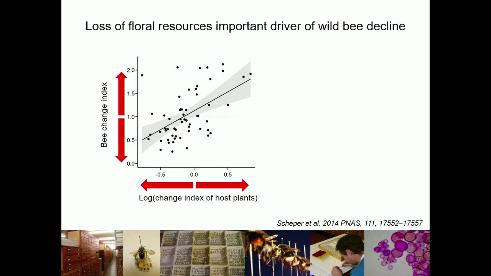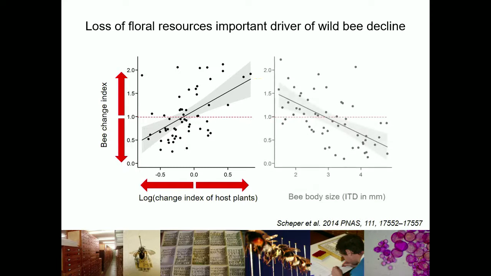And we calculated a weighted mean population trend of the plants in the diet of bees, and we related that to the change in the bee population. And this period compares the period before 1950 and from 1975 until more or less 2000. And as you can see, as the preferred plants in a bee's diet decline, so do the bees that depend on them. On the other hand, if plants are doing okay, the bees that like to forage on them are also doing quite okay.